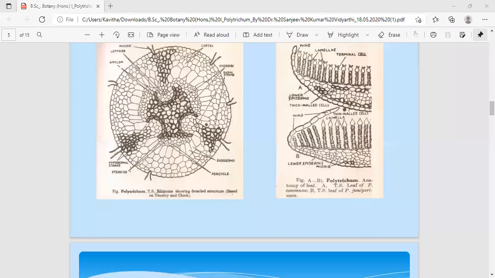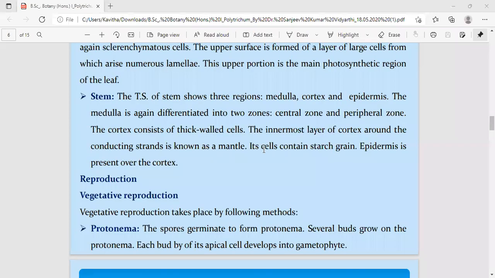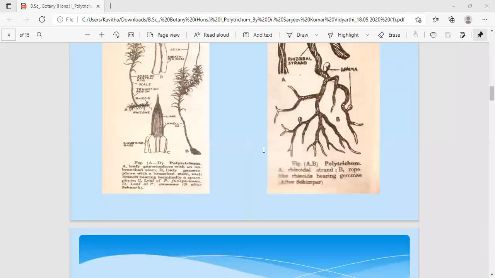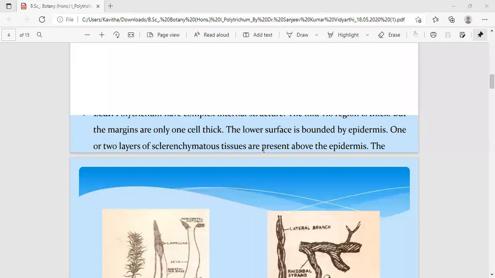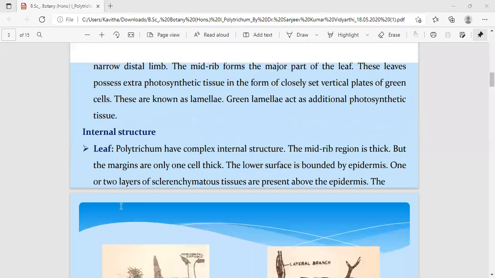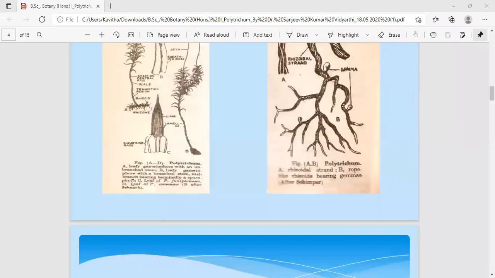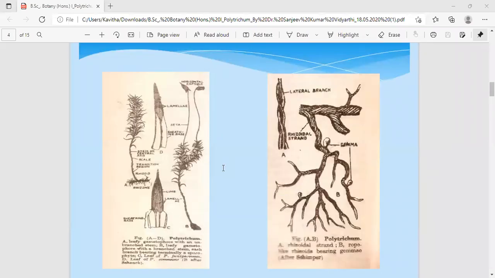And here, this is the central region, which is called the mantle region. Next, so this is regarding the internal structure of the Polytrichum rhizome and the Polytrichum leaf. Okay, and the structure, the external morphology of the plant, how it looks like.